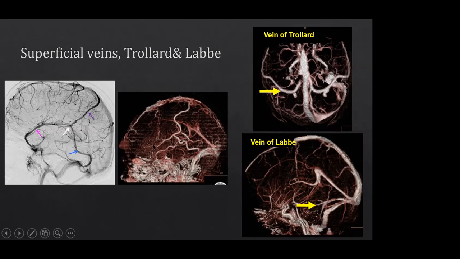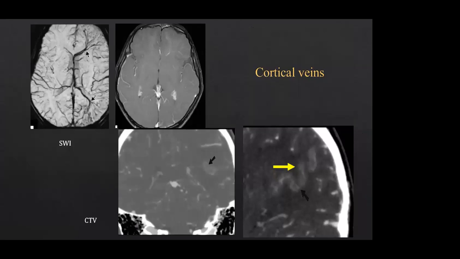And this is a CT venogram, again to show you the same thing that we see on a catheter angiogram. This is what we saw earlier on: the vein of Trolard, the vein of Labbé, and the multiple middle cerebral veins, which we don't see over here, but they will be oriented in that direction. These cortical veins, of course, you can see them on angiogram. You can see them on CT venogram.